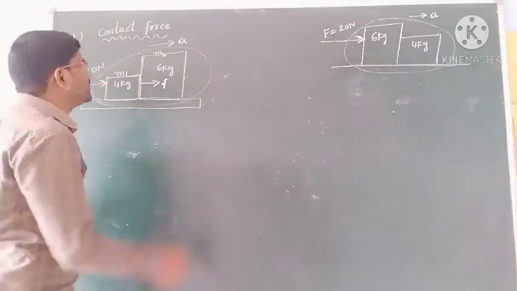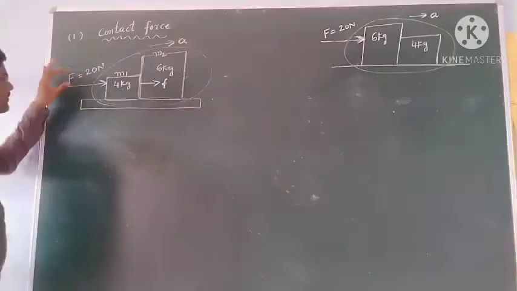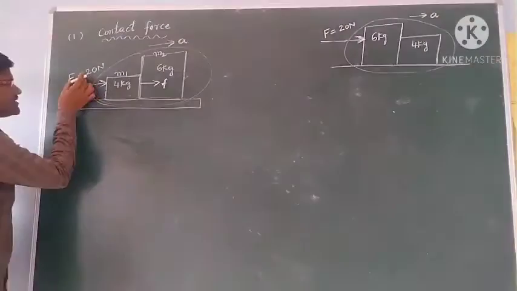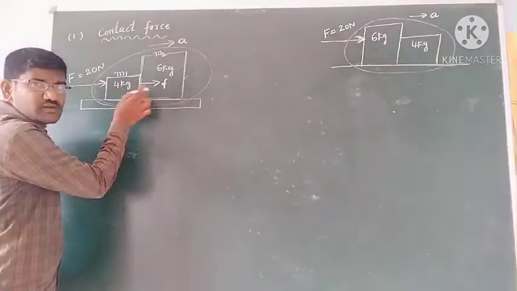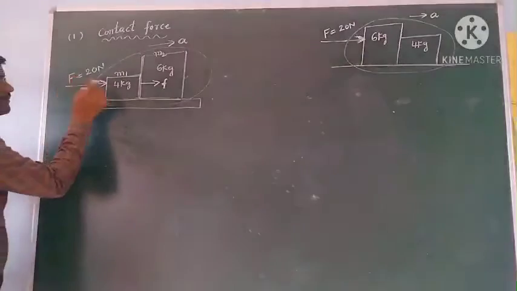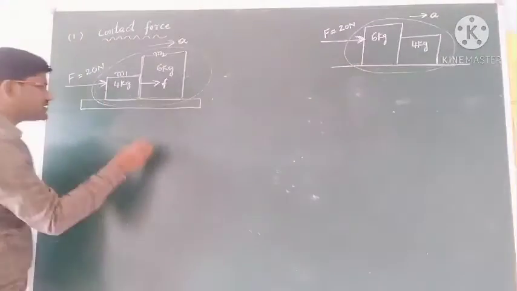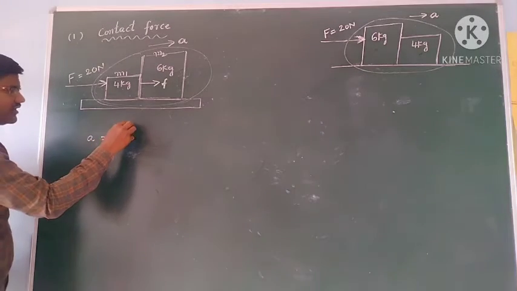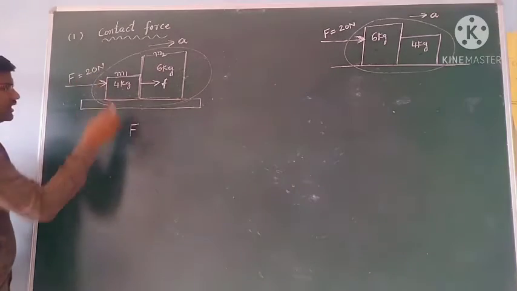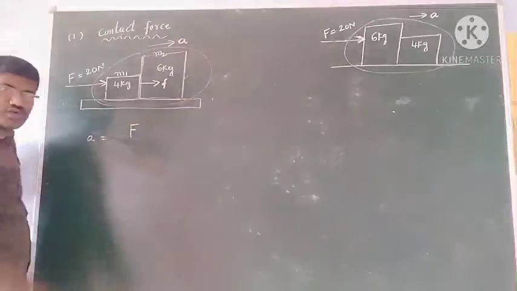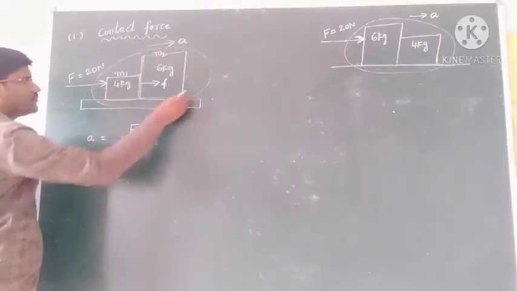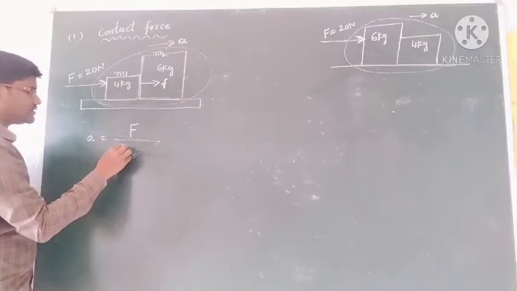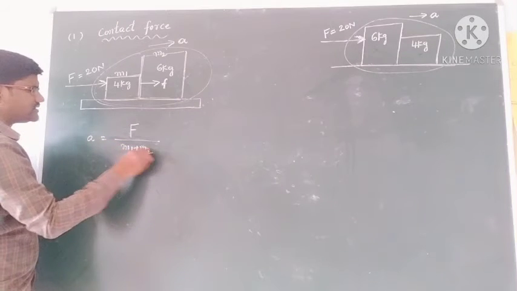See students, because of our applied force, we have already seen the derivation. Because of this applied force, these two masses are moving right side. Then the acceleration formula A we already derived. A is equal to total applied force on the system, these two blocks being pushed by this 20 newtons, divided by total mass. So you write that as m1 plus m2.